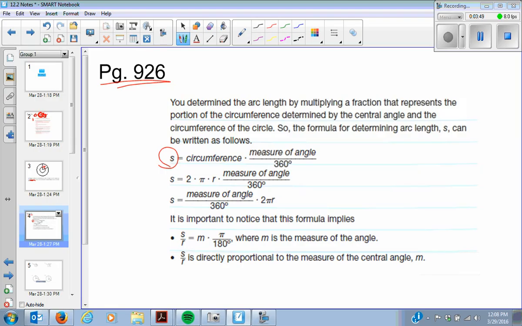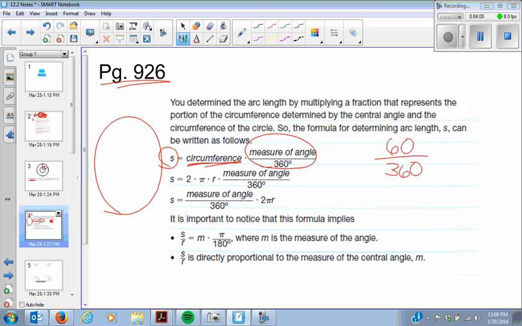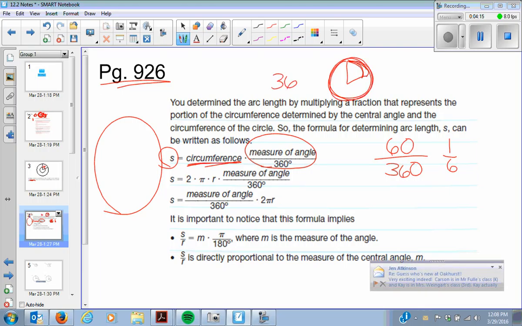You take the circumference, which is the distance around the circle, and you multiply it by that fraction that we found. So in the last example, we said it was 60 degrees out of 360, and we reduced it to 1/6. So that arc length would be 1/6 of the whole circumference. Meaning if the circumference was 36, this would be 1/6 of that. That would be 6 units long. So if this was 36 feet, this piece right here would be 6 feet long. So that's how you find this out.